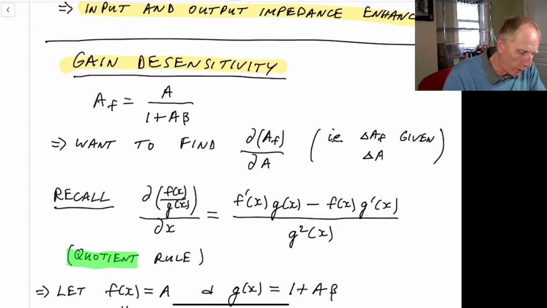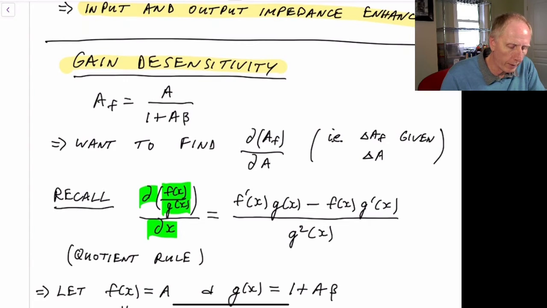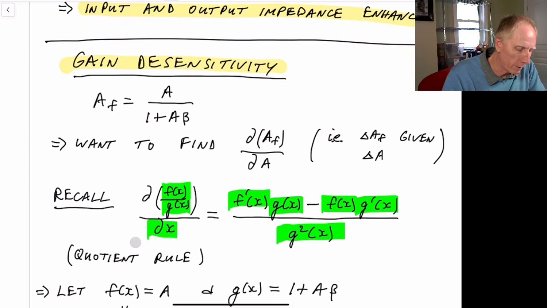So we'll need the quotient rule in order to do that. We recall the quotient rule for taking the derivative, and that's given by this equation here. If we have the derivative of f(x) divided by g(x), where both are a function of x, with respect to x, it's given by f prime of x times g(x) minus f(x) times g prime of x, all divided by g squared of x. You can look that up in any calculus book.